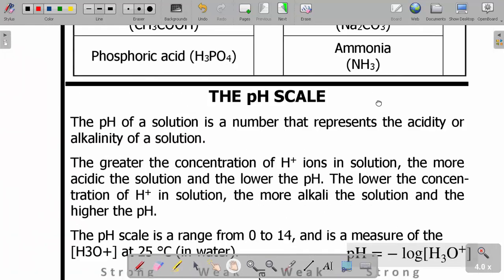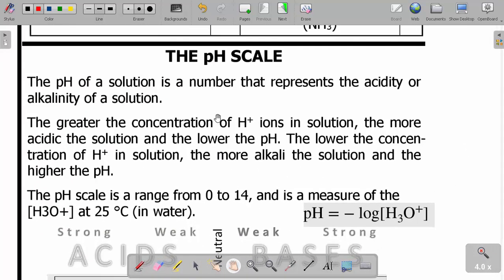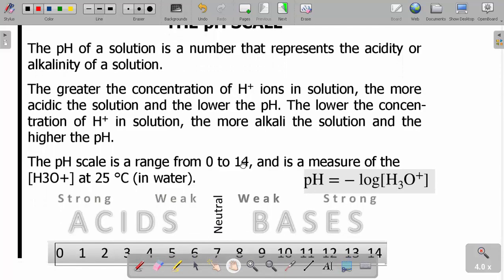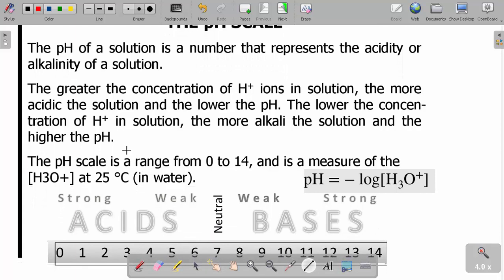Let's talk about the pH scale. The pH of a solution is a number that represents the acidity or alkalinity of a solution. The greater the concentration of hydrogen ions in solution, the more acidic the solution and the lower the pH. I repeat, the greater the concentration of hydrogen ions in solution, the more acidic the solution is, and the lower the pH.